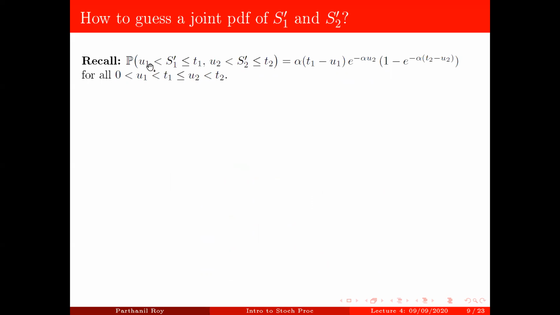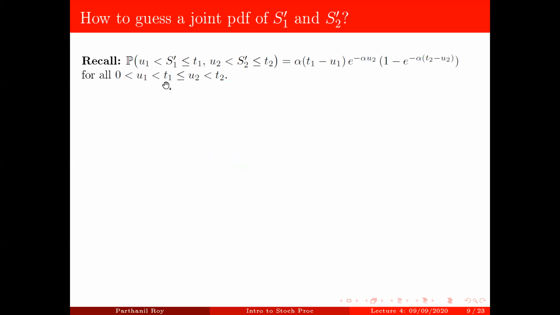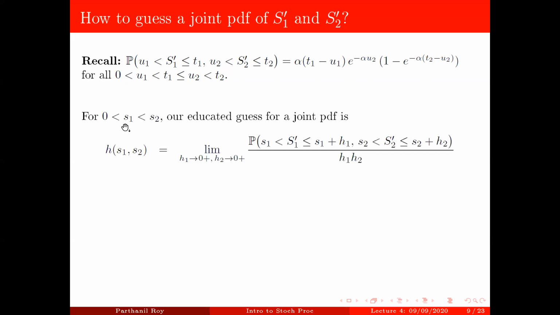So recall that we had computed this joint probability for all U1, T1, U2, T2 satisfying the string of inequalities. And we also know, by the way, that the joint range of S1 dash and S2 dash is S1 less than or equal to S2, and S1 is bigger than 0. S1 and S2 are both positive, and S1 is less than or equal to S2. So let's take just an S1 which is bigger than 0 and S2 which is bigger than S1. Let's take such S1 and S2. S1 equal to S2 won't have any role to play here because there will be a joint density. Okay? So let's just take this and try to make a guess.